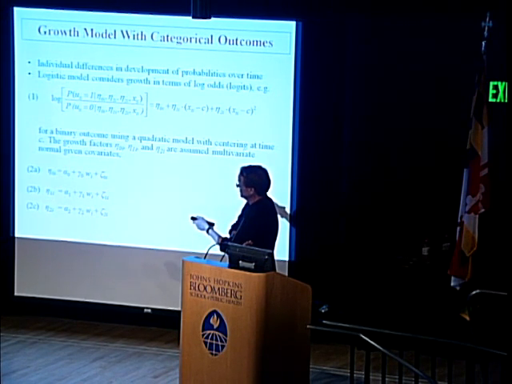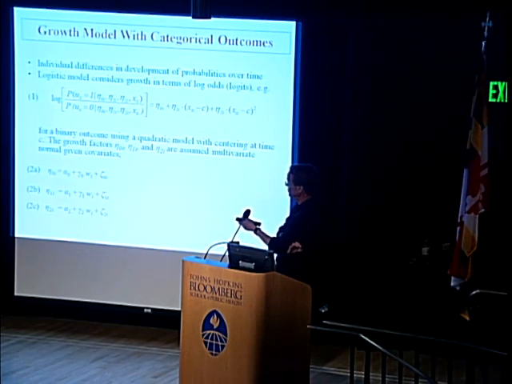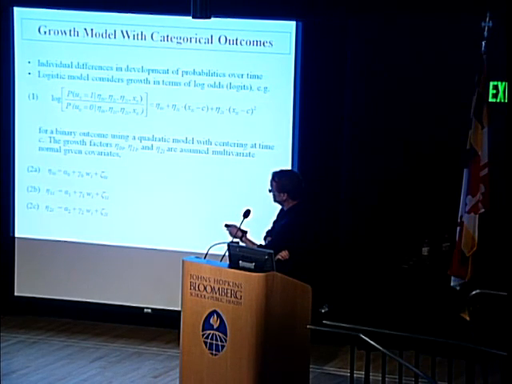Let's consider the logistic model version of this, although probit would be going along very similarly. So the logistic model considers growth in terms of log odds, logits. So you have as a dependent variable the log of the odds of u equals 1 divided by u equals 0 as a function of growth factors eta 0, 1, 2. In this case, it looks like quadratic growth, and x, your time scores. So we have formulated this in terms of log odds.